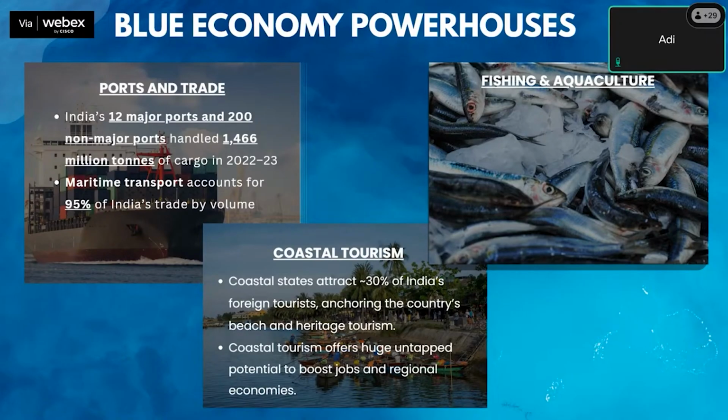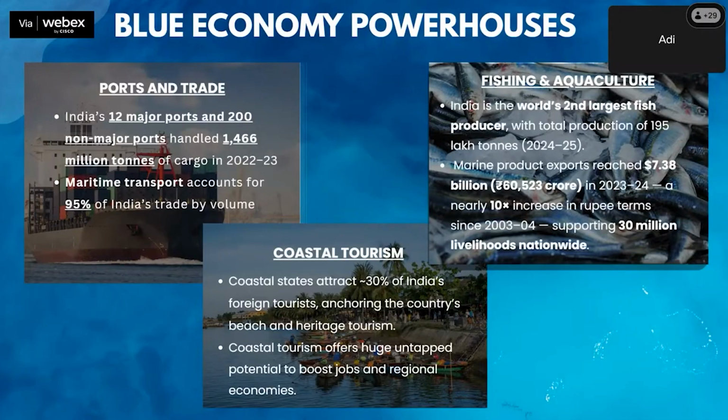And then we have coastal tourism. The coastal states attract about 30% of India's foreign tourists, anchoring the country's beach and heritage tourism. And coastal tourism offers huge untapped potential to boost jobs and regional economies. And then we have the fishing and aquaculture sector.